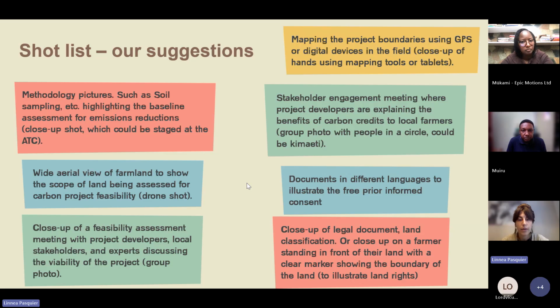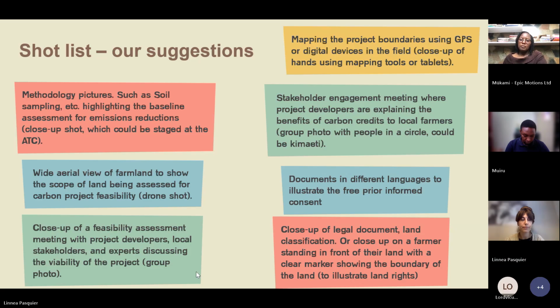Stakeholder engagement meeting where project developers are explaining the benefits of carbon credits to local farmers. Could be a group photo. Documents in different languages to illustrate the free prior informed consent, so that the consent is in the local language, so everyone understands what they're signing up to. Close-up of legal document, land classification, or close-up of farmers standing in front of the land with a clear marker showing the boundary of the land to illustrate land rights.